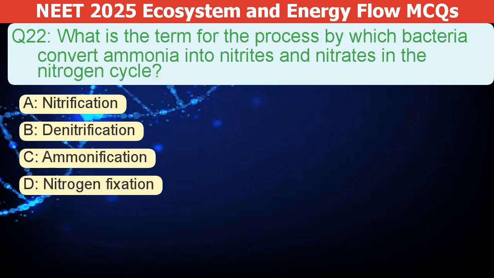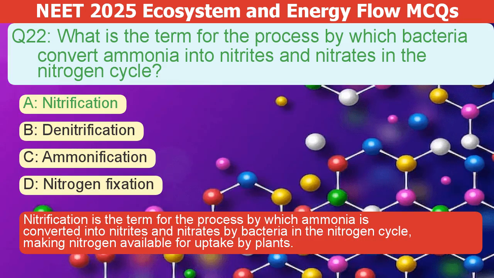What is the term for the process where bacteria change ammonia into nitrites and nitrates in the nitrogen cycle? A. Nitrification. B. Denitrification. C. Ammonification. D. Nitrogen fixation. The correct answer is A. Nitrification is the process where ammonia is converted into nitrites and nitrates by bacteria. This happens in the nitrogen cycle, making nitrogen available for plants.